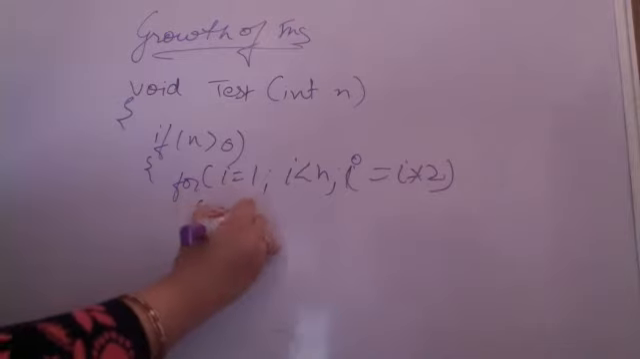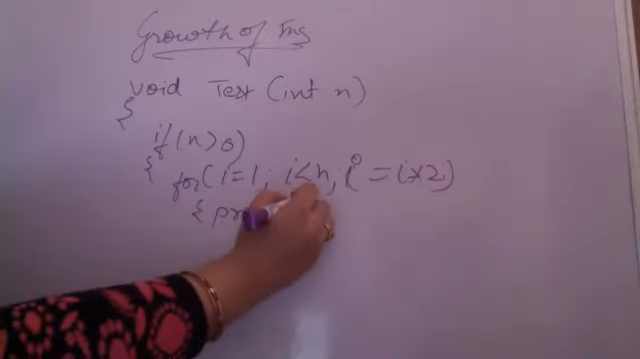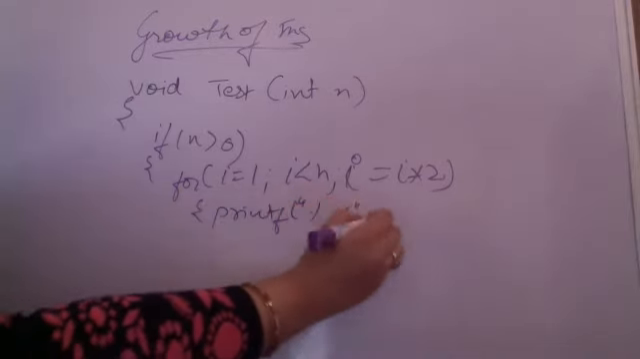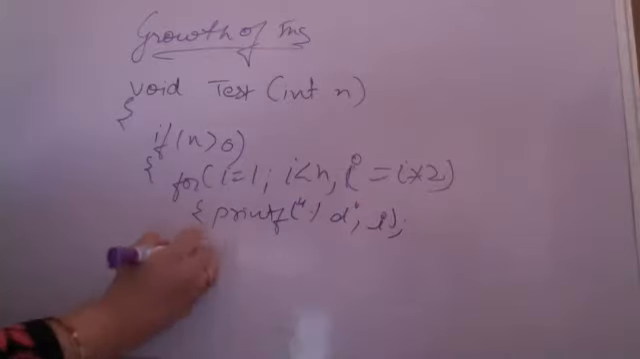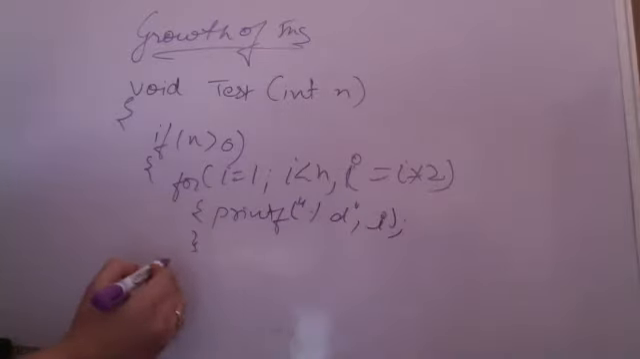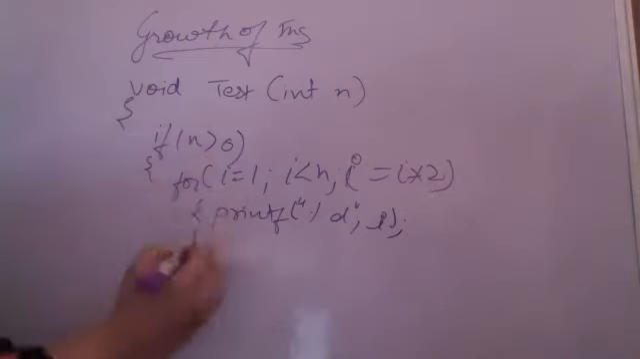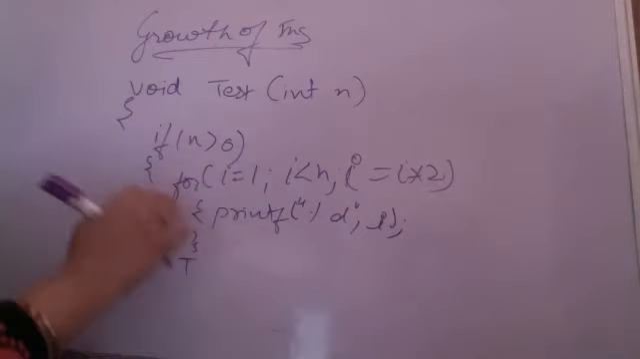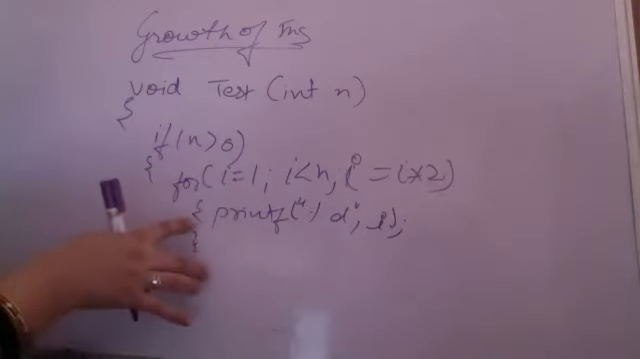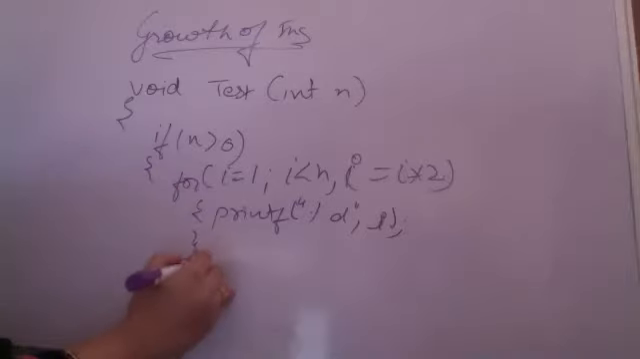And what am I doing? I am printing the value of the loop variable. And I'm recursively calling the function also. Outside the for loop, within the if condition, I'm calling the function recursively.